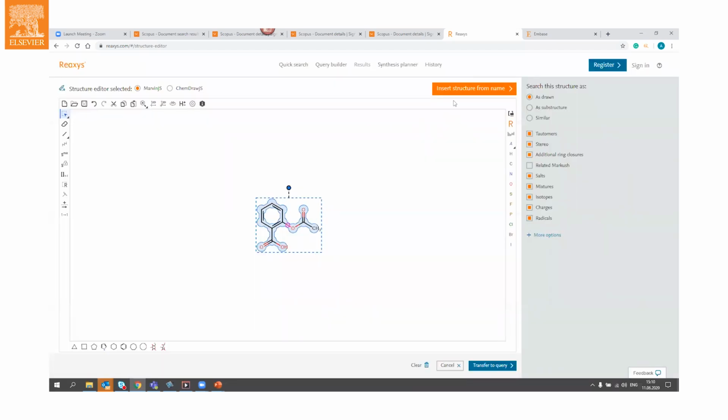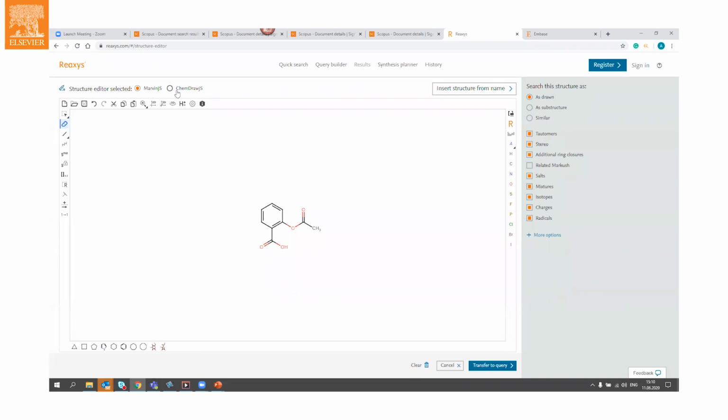What you need is this button from the structure editor: insert structure from the name. And you get the aspirin. After this, you can edit it however you want. But it's not the scope of our webinars to cover all details of the structure editor. I will just highlight some features which I like so much.